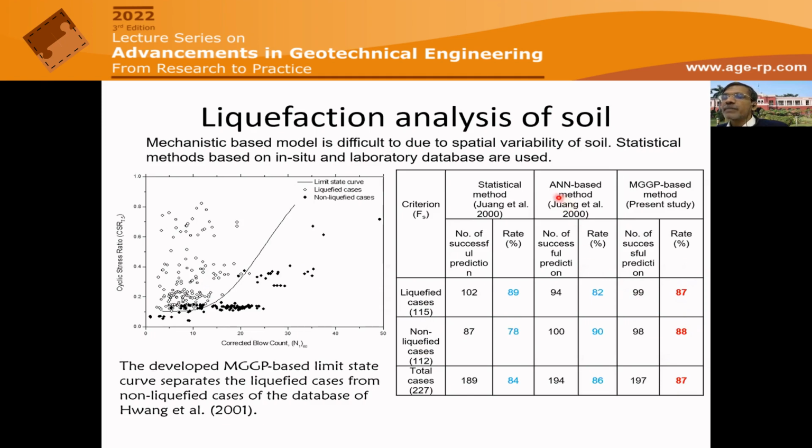And as you know, another bioinspired method is there that today I didn't want to discuss. That is called the artificial neuron-based method. There the results are imbalanced, 82 and 90, but overall it is close to this model-equation-based MGGP liquefaction method, which is 86%. So 86% and 87% compared to the statistical method is better, and particularly for non-liquefied cases.